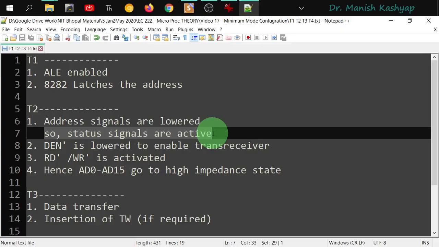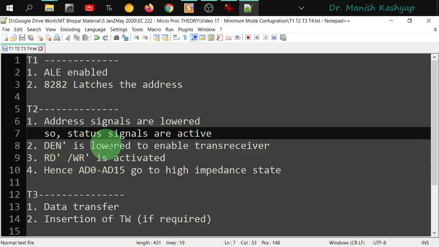So that data bus will become activated, and the remaining signals of the address lines will be representing the status. So S3, S4, S5, S6 are the remaining signals. They will be telling you the status. S3, S4 will tell you which segment is to be accessed, code segment, data segment, etc., inside the externally interfaced memory. Similarly, S4 and S5 have their own meanings in the context of interrupts and acknowledging them.